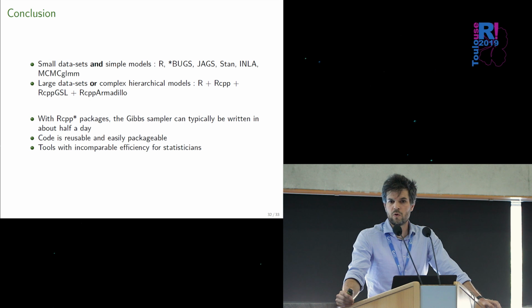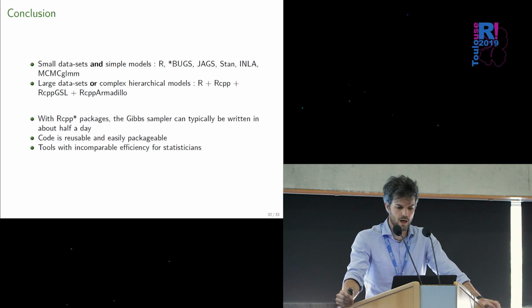And when you know how to do it, the Gibbs sampler can typically be written in about half a day, even for quite complex models such as the one I presented. The advantage is that the code is reusable and easily packageable thanks to Rcpp. And so we have access to incomparable and efficient tools to help us build Gibbs samplers as statisticians.